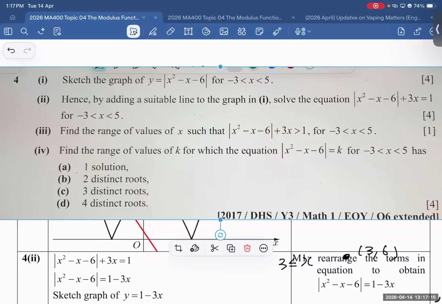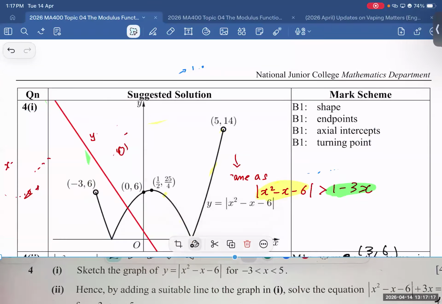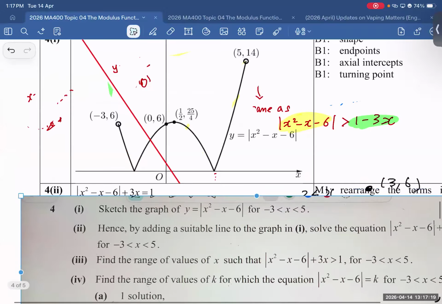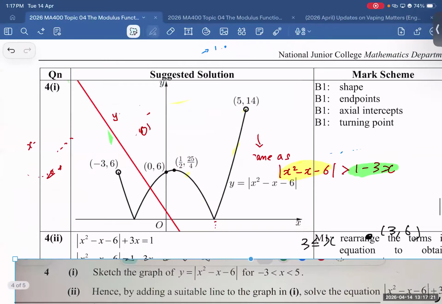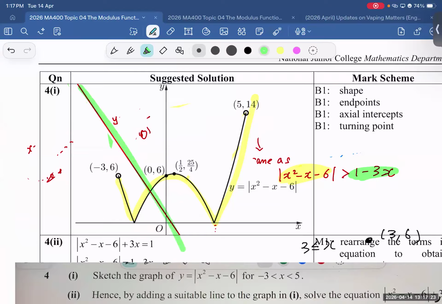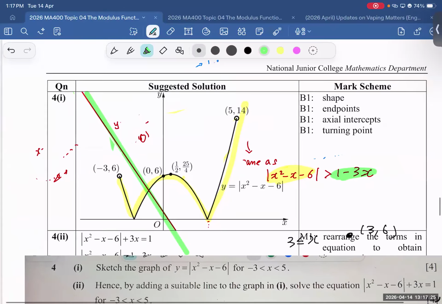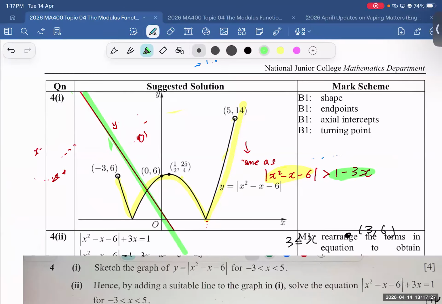So I hope that clarifies. Where is my yellow above green? Yellow is over here, green is over here. Where is my yellow above green? Where x is more than -1, only defined up to the value of 5.